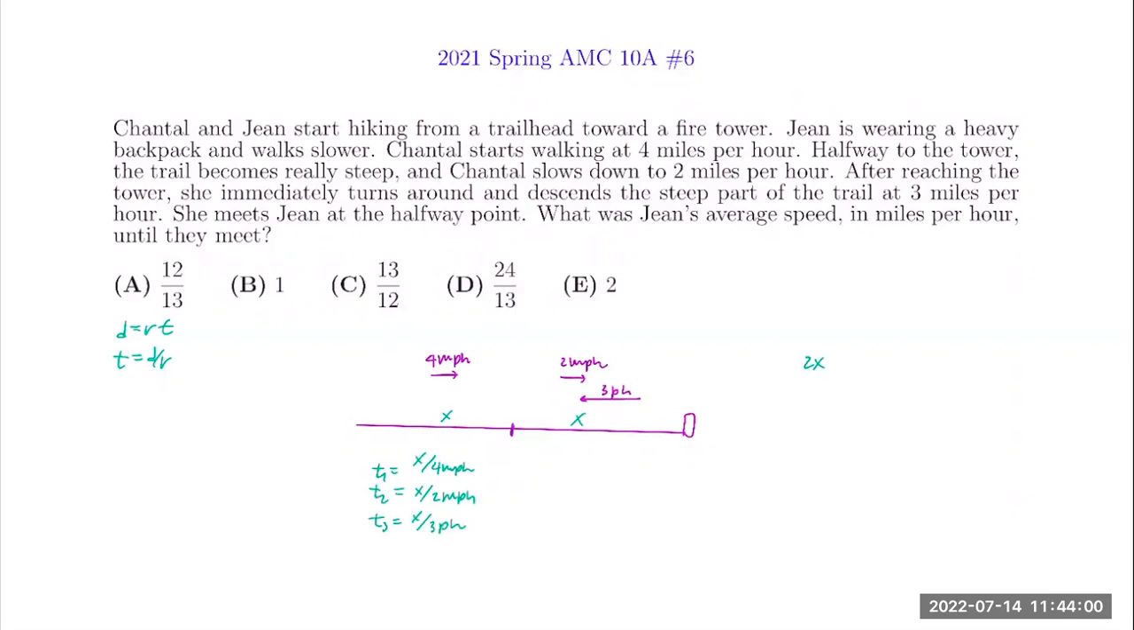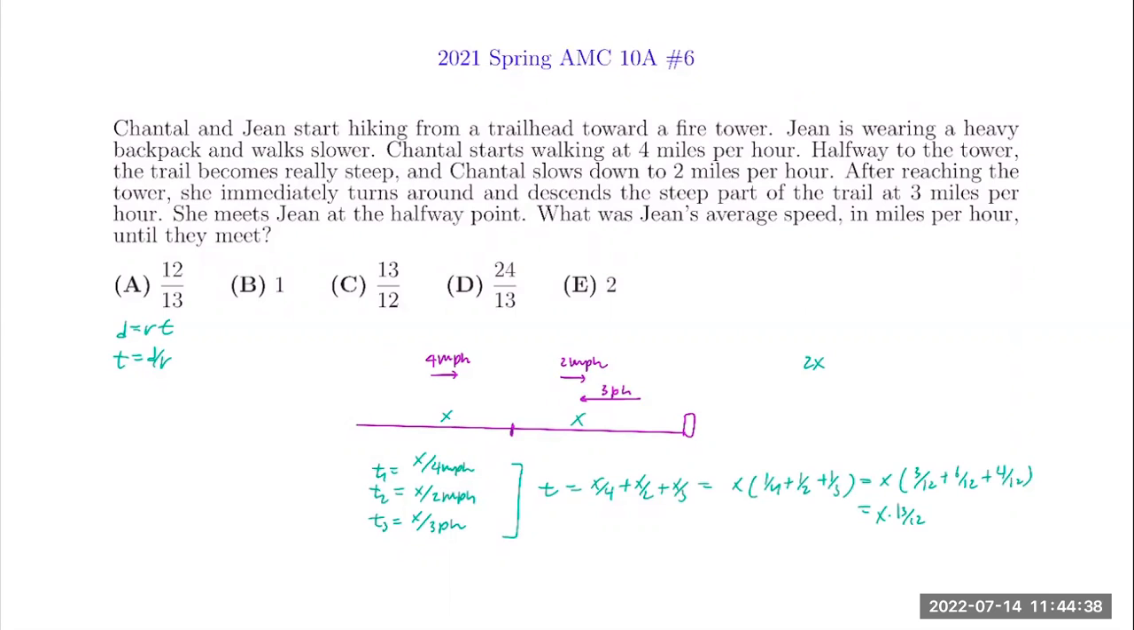So overall, this is going to be added up to get our final time that Chantal and Jean take to meet up again at the middle after Chantal comes back. That is going to give us x over 4 plus x over 2 plus x over 3, which is just all the times added together. And that will give us x times 1/4 plus 1/2 plus 1/3. Find a common denominator to be 12, which gives 3 over 12 plus 6 over 12 plus 4 over 12. And that lands us at x times 13 over 12.